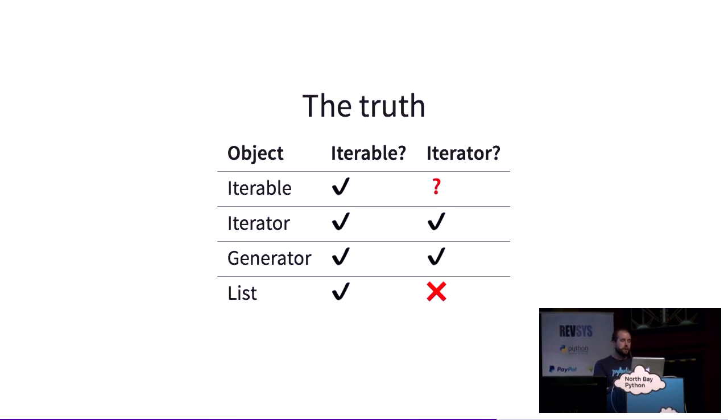So some quick review. Iterables are not necessarily iterators, but iterators are always iterables. For example, generators are iterators, meaning they're also iterables. Lists are not iterators. Iterables are not always iterators, but iterators are always iterables. I don't think I've messed up and mixed these two words up yet in this talk. If I have, I'll find out in the video afterward.